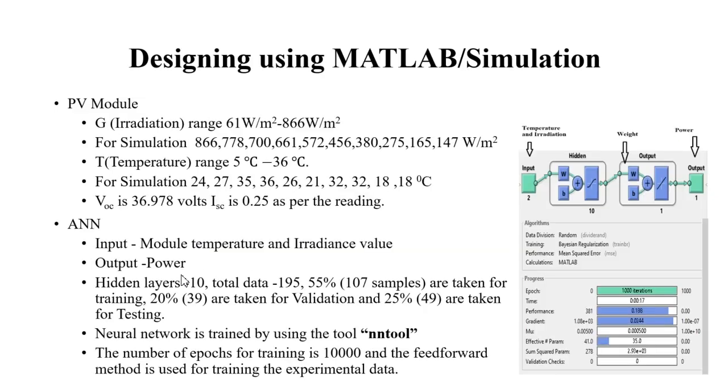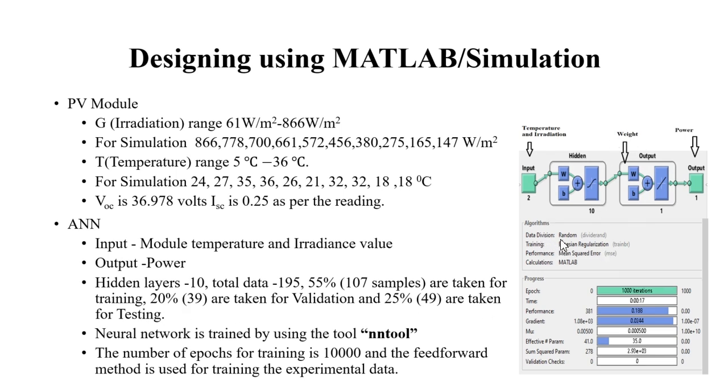As we have said, when we use the ANN, there are three things that have to be defined. First, the input and output. In this case the inputs are the module temperature and irradiation, and the output is in terms of power. Then we have the hidden layer. Some percentage of the data has been taken for training, that is 55%, and validation 25%, having 49 values, and then the rest is taken for the testing data.